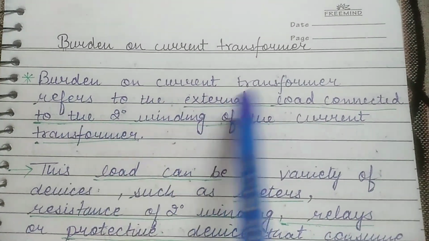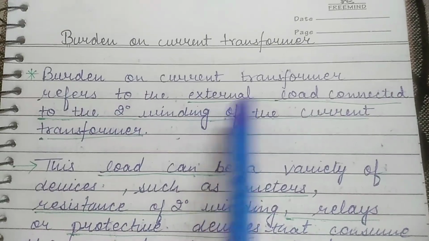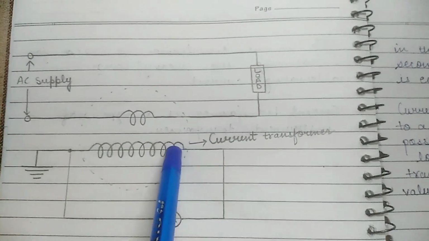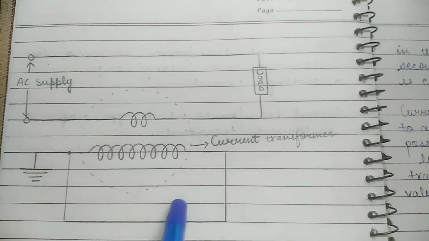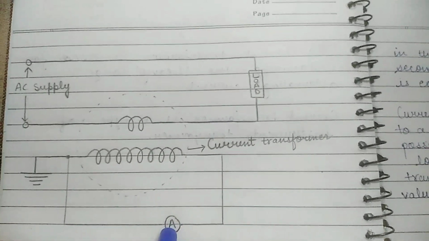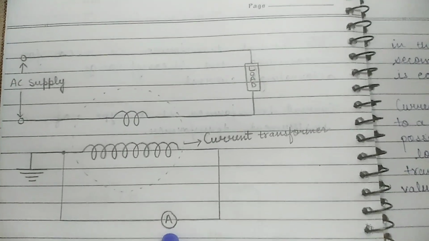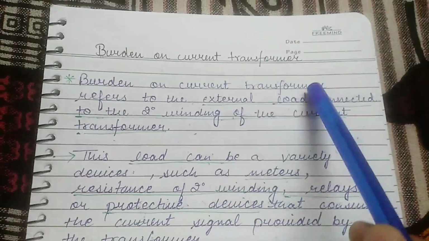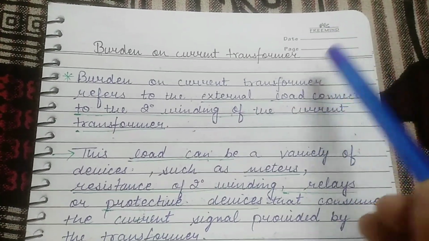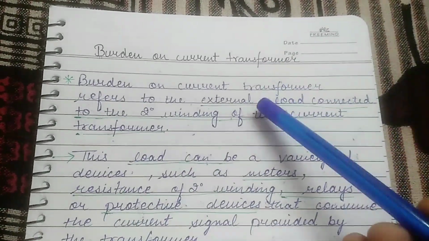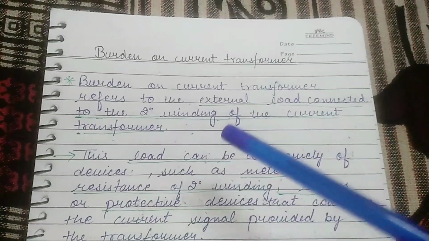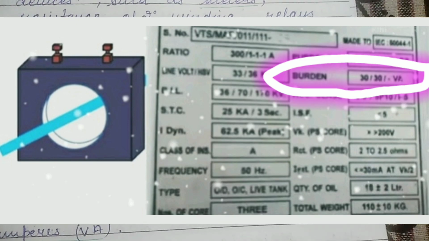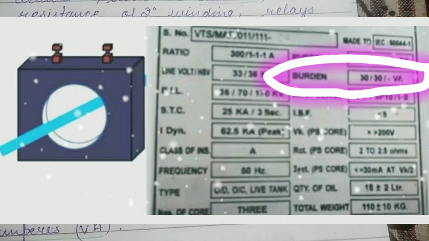Burden refers to the external load connected to the secondary winding of the current transformer. See, that is the secondary winding of the current transformer. So what is connected with it? That is the meter. This is the ammeter. So it is a burden on this current transformer. All the current transformers have a particular burden which is written on them. That is, the maximum load on the secondary side has a limit. Above that we can't connect. On the nameplate of the current transformer, burden voltage is written.